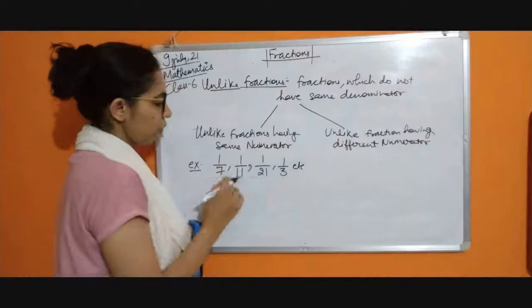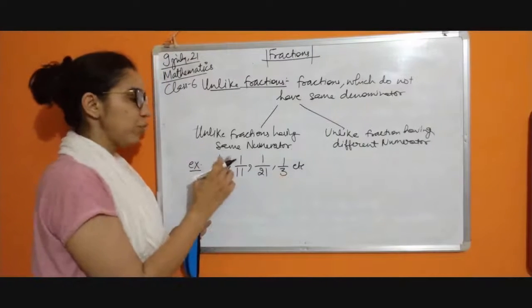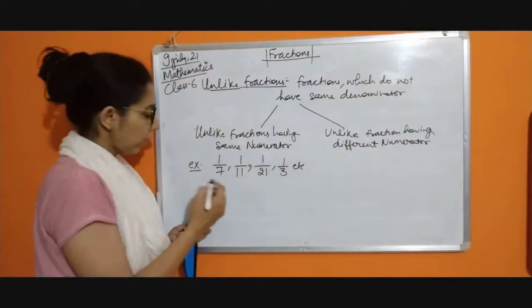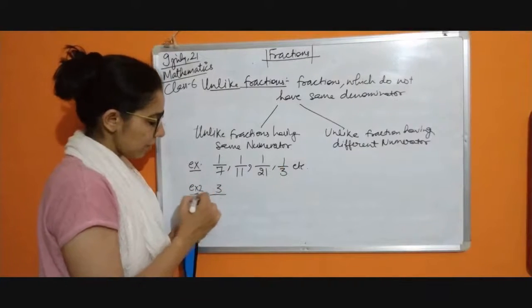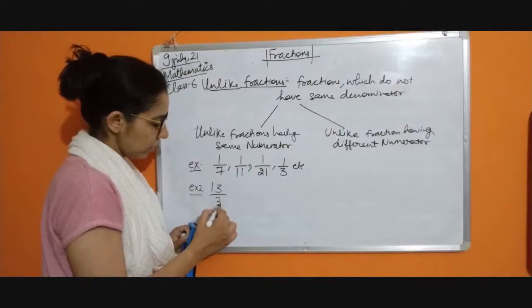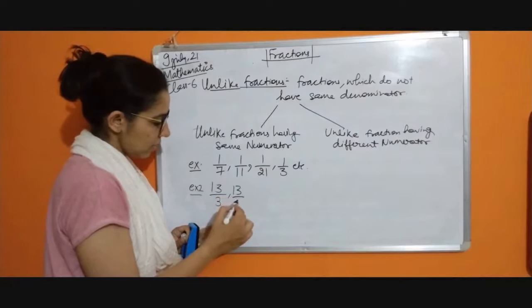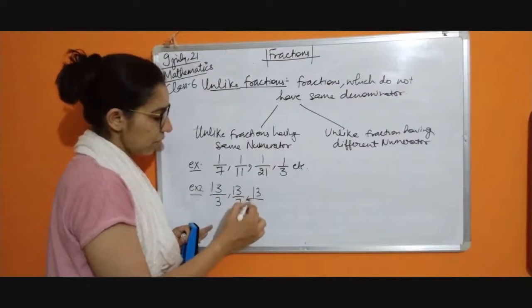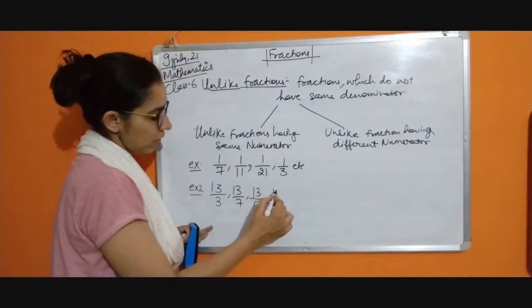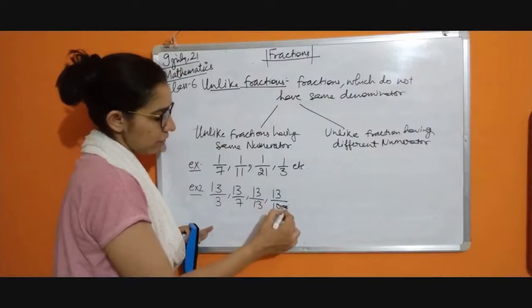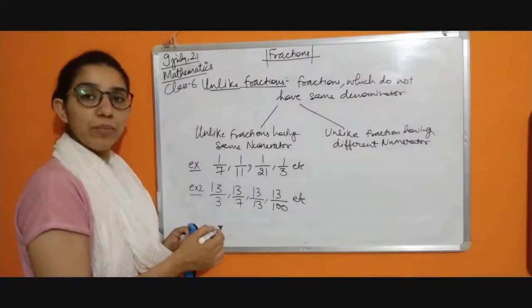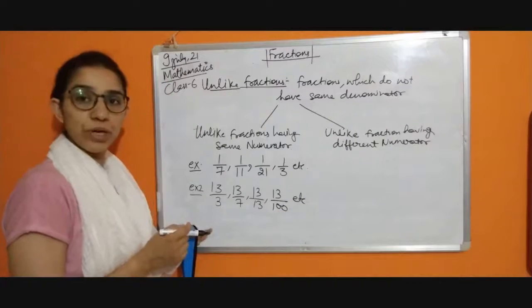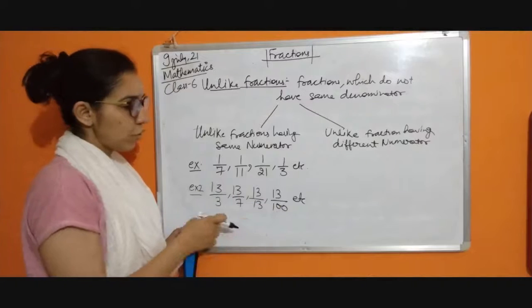Okay. These fractions all have the same numerator, that is 1. Okay, we can take another example. Suppose we have 13 by 3, 13 by 7, 13 by 13, 13 by anything, maybe 100, okay, etc. So you can have any number of unlike fractions with the same numerator. They are going to look like this.